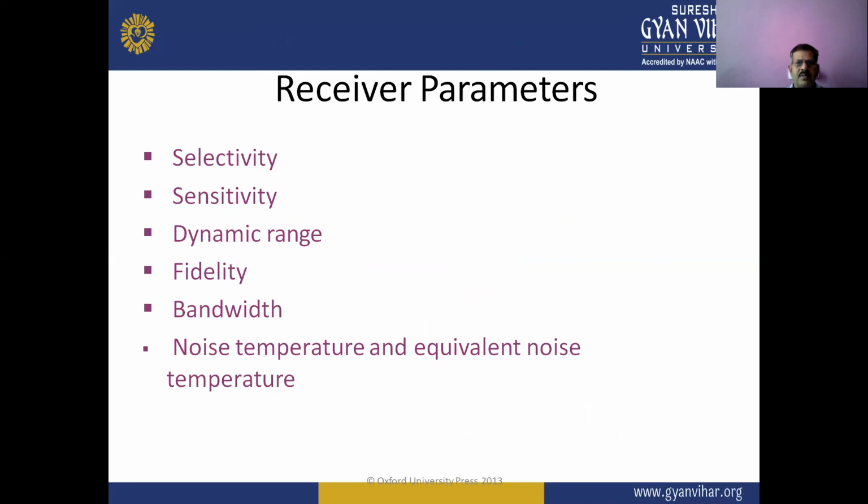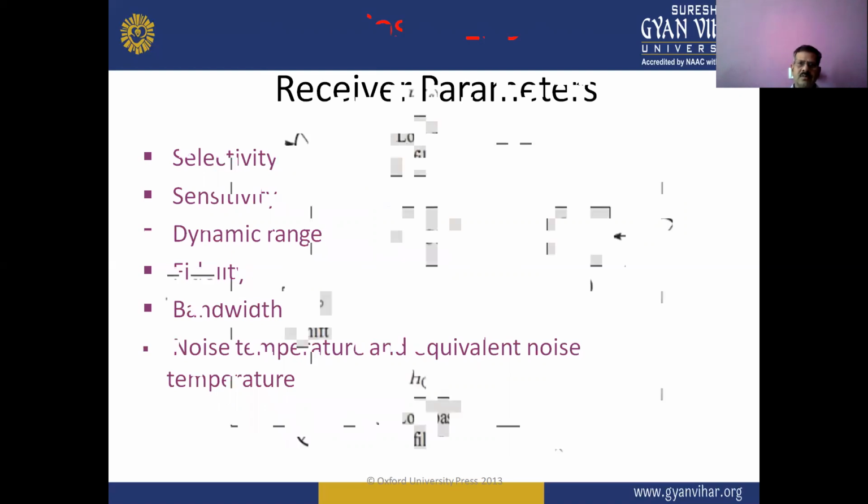There are different parameters in the receivers. First is the selectivity parameter, second is the sensitivity, third is the dynamic range, fourth is the fidelity, next is the bandwidth, and last is the noise temperature and equivalent noise temperature. So these are the receiver parameters.